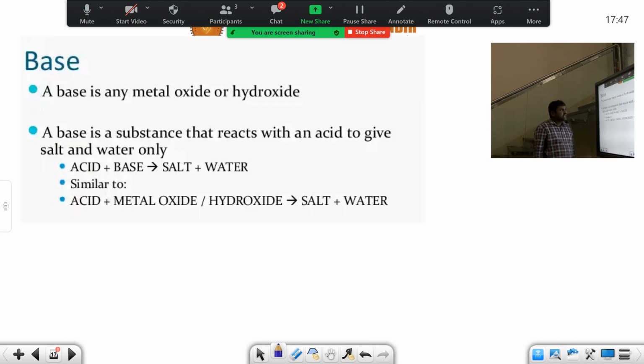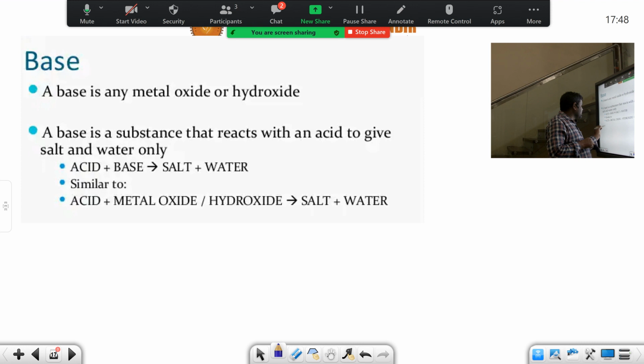Again, bases. A base is any metal oxide or hydroxide. One more important point: elements react with oxygen to form corresponding oxides. Metal oxides are basic, non-metal oxides are acidic in nature. That is, the base is a metal oxide or hydroxide, its pH value is more than 7. And a base is a substance that reacts with an acid to give salt and water. Acid plus base gives salt plus water. Similarly, acid plus metal oxide gives salt plus water.